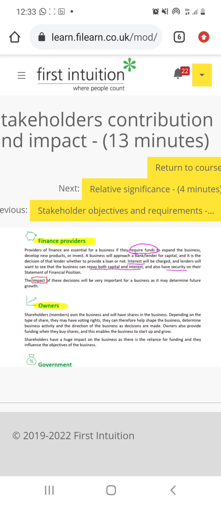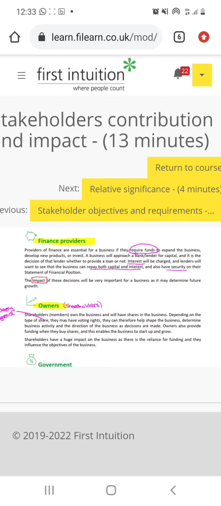The owners of a business, remember, are our shareholders, also called members. They own the business and will have shares in the business, depending on the type of share. And as a side note, these could be ordinary shares, they could be preference shares, they could hold voting rights, or they may not.